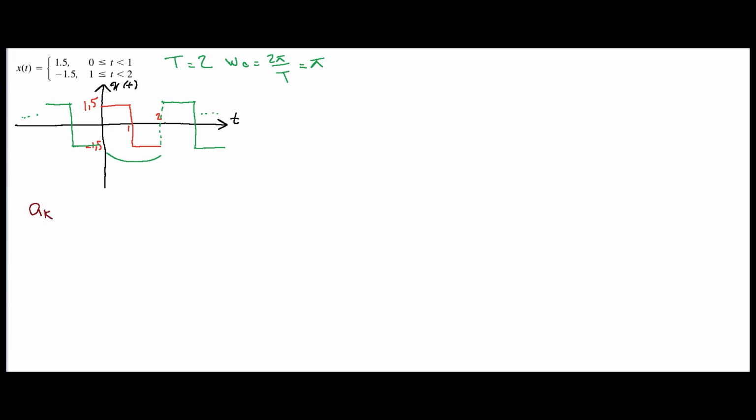Now let's calculate the Fourier series coefficients. Recall that the exponential Fourier series coefficient a_k is given by 1/T multiplied by the integral over 1 complete period of x(t) e to the power of minus jkω0t with respect to t. Since the period T is equal to 2, the coefficient becomes 1/2 times the integral over 1 complete period.